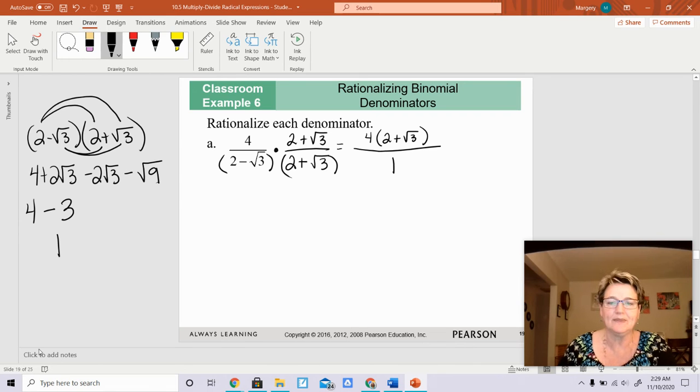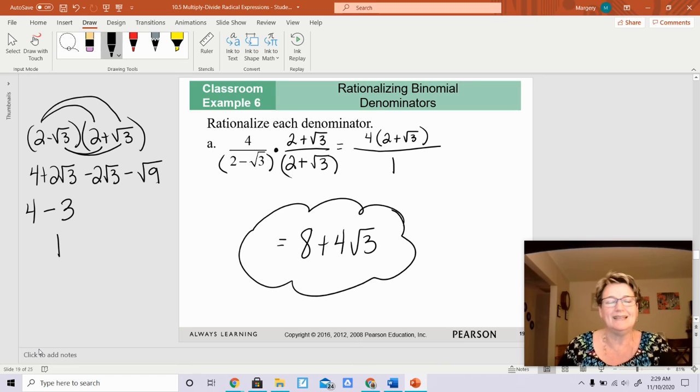Okay? Now, the numerator, I really don't have to do anything because I don't have to simplify anything. So right now, just multiply the numerator across. You get 8 plus 4 square roots of 3. And you're done. In general, if we had a test, I would let you have this one. Okay, and then you would be done.